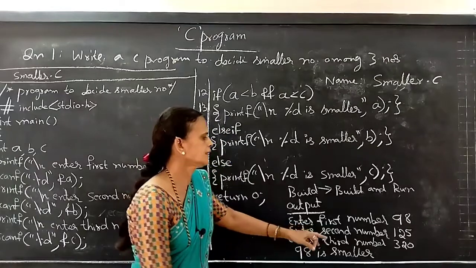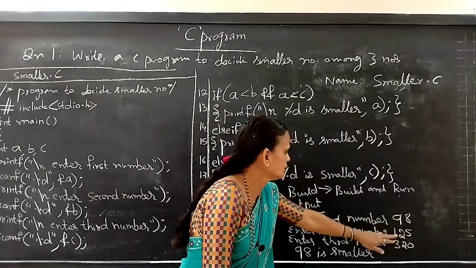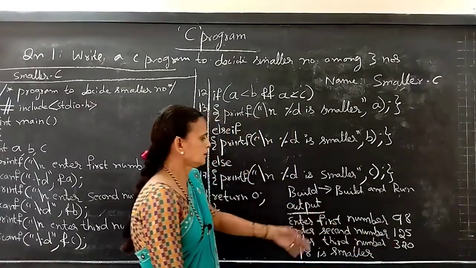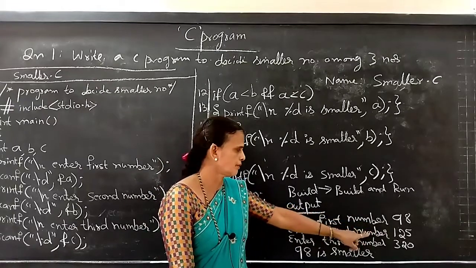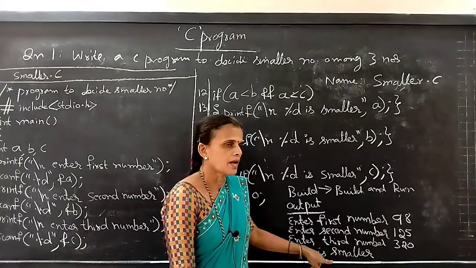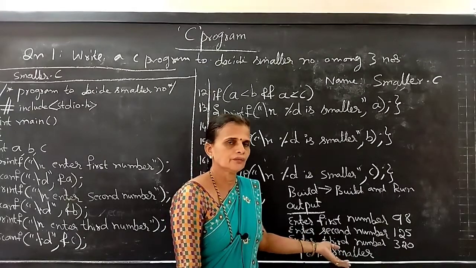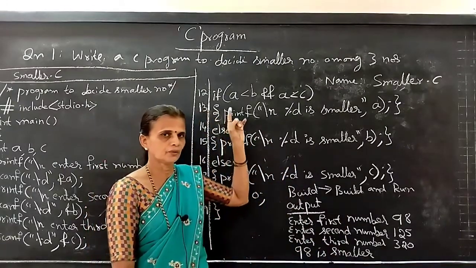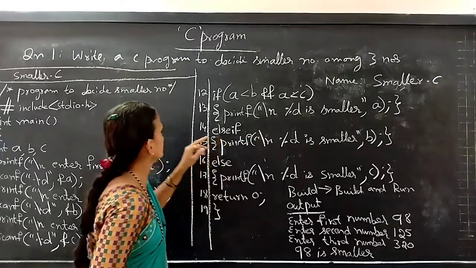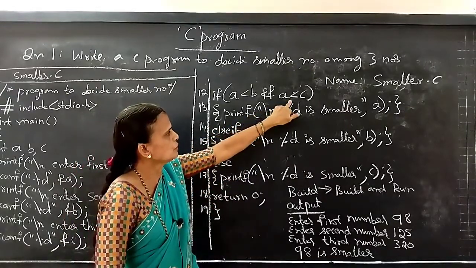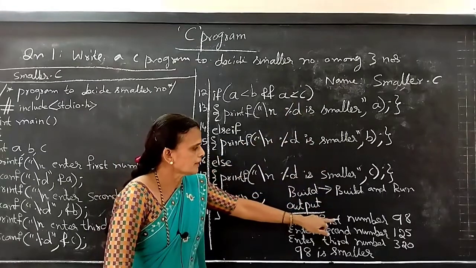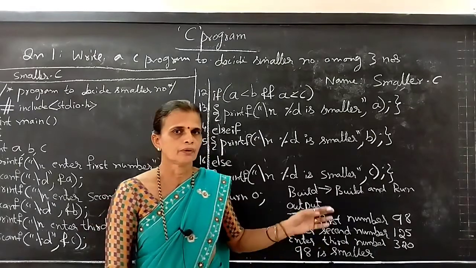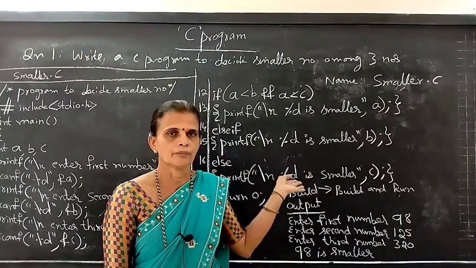So we have assigned the value for A as 98, B as 125, C as 320 like this. And based upon the numbers you have entered here, you will get the required answer. And we can check with any larger numbers also. And as I told, if we change the symbol here, instead of the less than symbol, if you use the greater than symbol, we will get the answer which is the greatest number among 3.